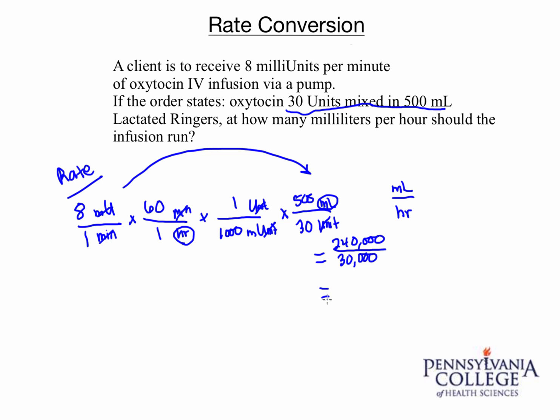Simplifying these numbers, it should be a very nice number here. What we're going to get is 8. That means that we are going to set the pump for 8 milliliters per hour.